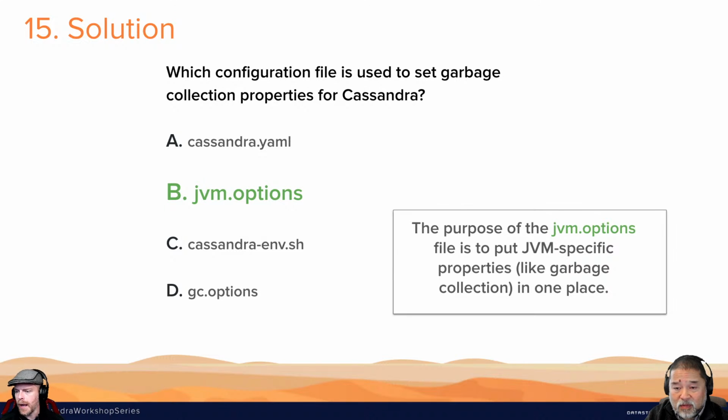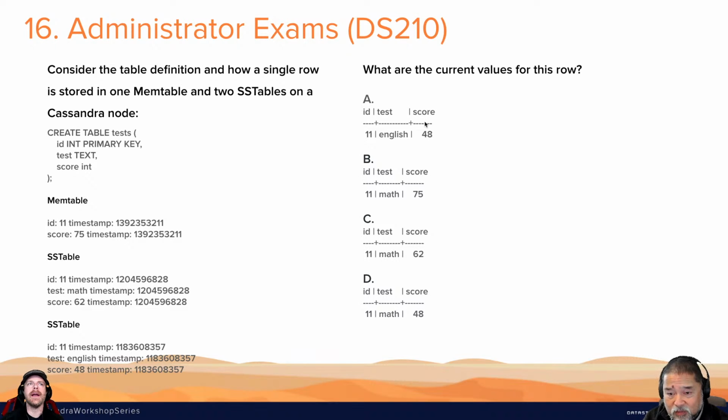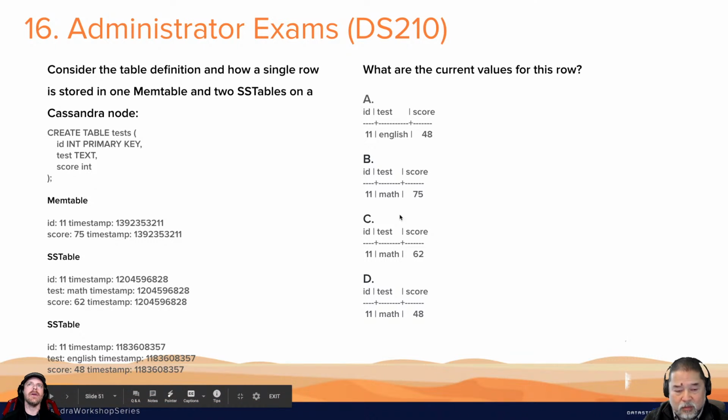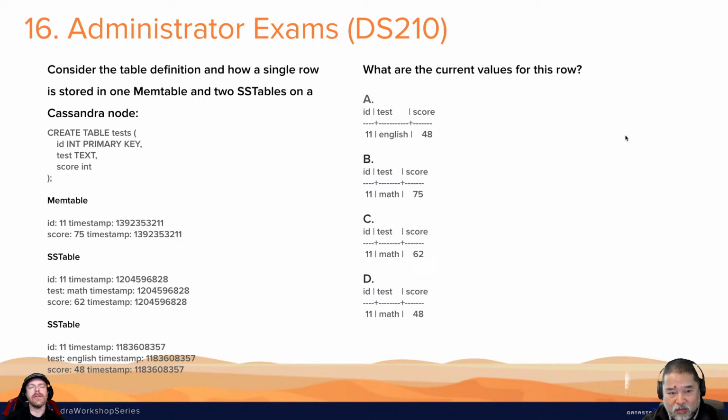Okay, all right, moving on to question 16 for those who are following along in the GitHub repository. Consider the table definition and how a single row is stored in one mem table and two SS tables on a Cassandra node. What are the current values for this row? This is another one of those key ones that really helps you understand at the core how Cassandra works. When you understand this, you're going to be in a very good place.